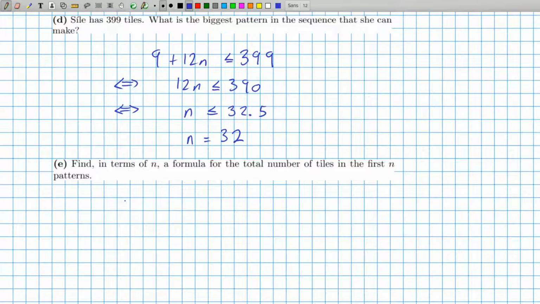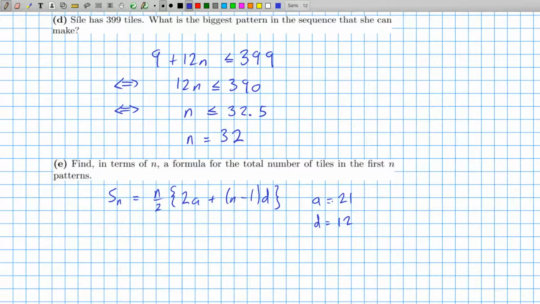When you're adding up the terms in a sequence, we have a formula for that, at least for arithmetic sequences. That is Sn, the sum of the number of tiles in the first n patterns, is n over 2 times 2a plus n minus 1 times d. There's nothing new in this one compared to the last formula. We still have that a is 21 and that d is 12.